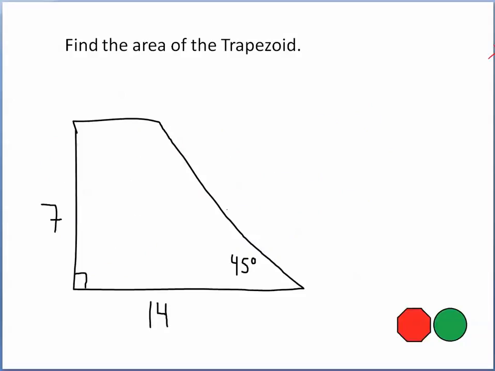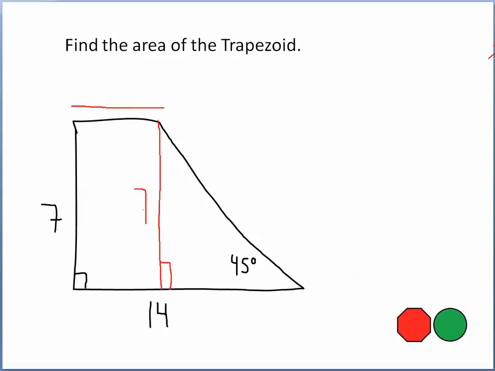Find the area of the trapezoid. Click on the stop sign. All right, what you had to do here was you had to find the length of this. And the way you can find the length of that is if you drop a perpendicular right here like this, you might recognize that this is a 45, 45, 90, or one of our special right triangles.